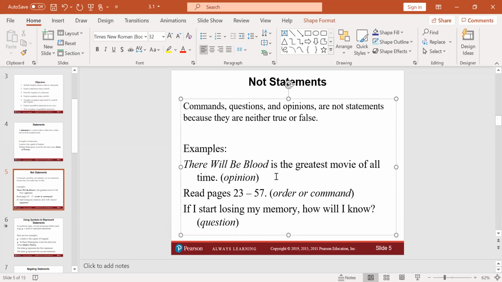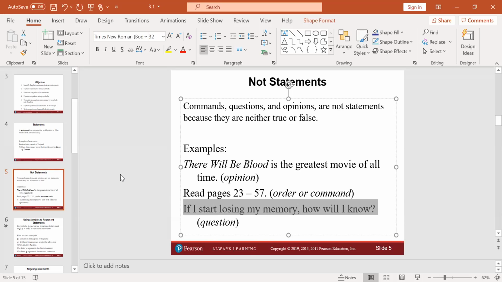It's just a thought. Read pages 23 through 57. That's definitely not a statement. You're just commanding someone to do something. So a statement is not the same as a sentence, something that ends in a period or something like that. A statement is a sentence that has to have a true or false value. We may not be able to establish the true or false value, but we have to say it.